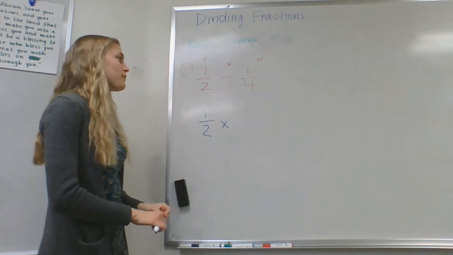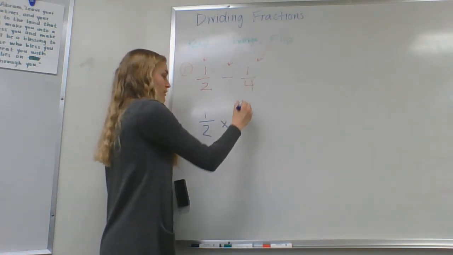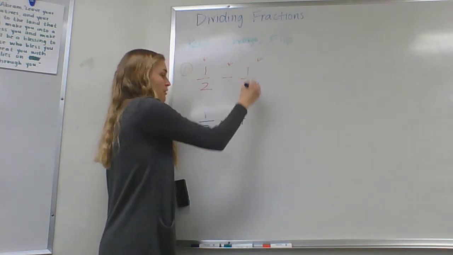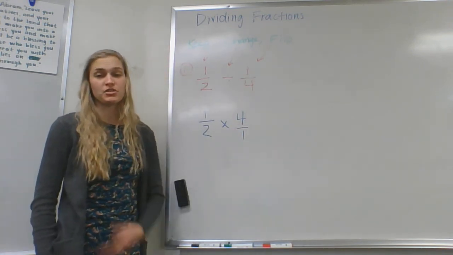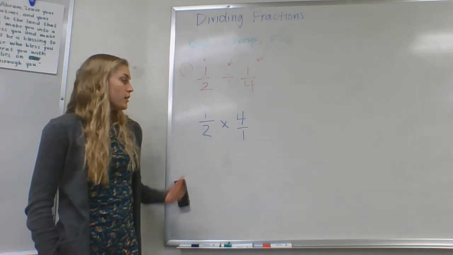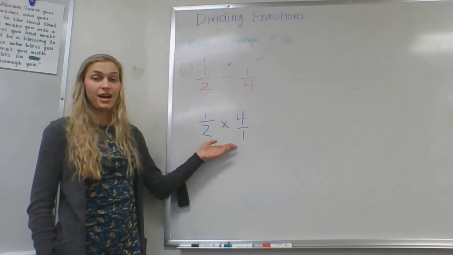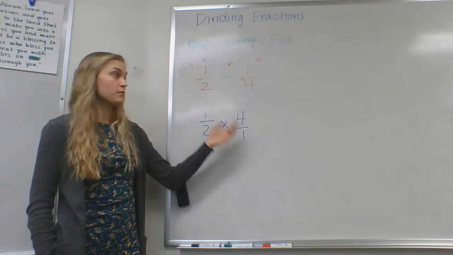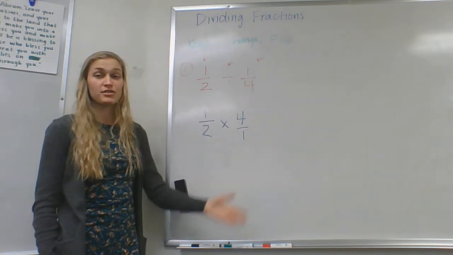So what you do is you flip this one over. It's 1/4 right now. We're going to flip it. We're going to put the denominator on the top. We're going to put the numerator on the bottom and flip it to 4/1, which is equal to 4. Okay? And now we're going to solve 1/2 times 4/1. Kept, we changed, we flipped, and now we just solve it.